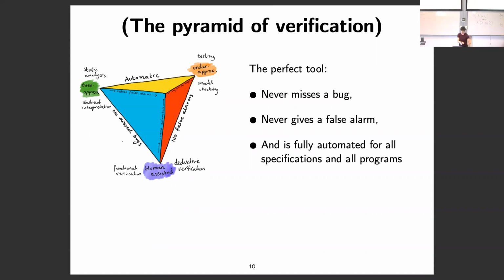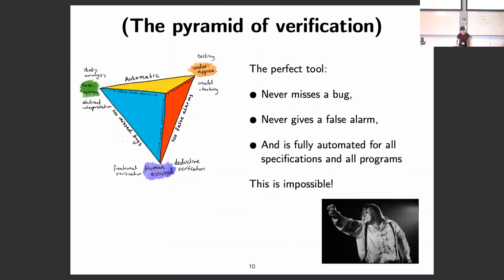And the reason the tools are all on the corners and not at the top is that it's impossible to have the perfect tool. We cannot have the perfect verification tool of my dreams. If it never misses a bug, never gives a false alarm, and is fully automated for all specifications and all programs, it's got to solve the halting problem. What if my specification is, does this program terminate? So we can't have all of them.